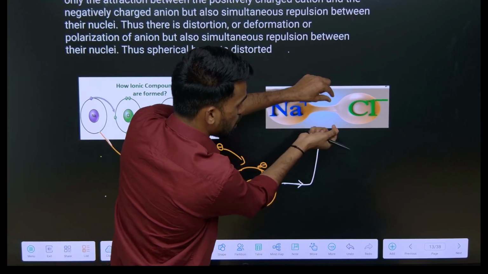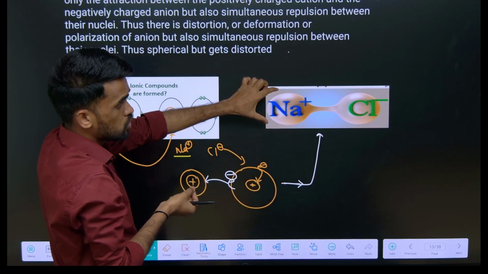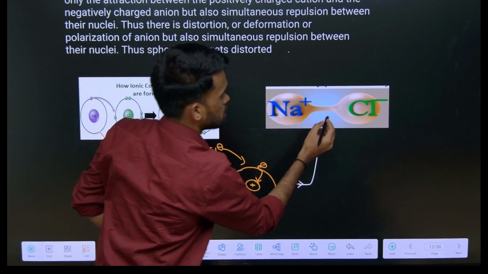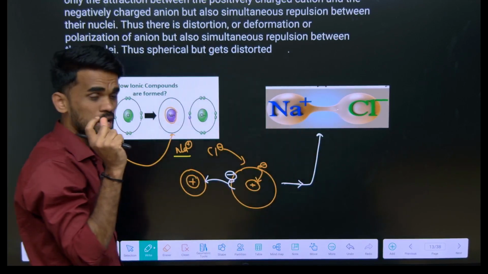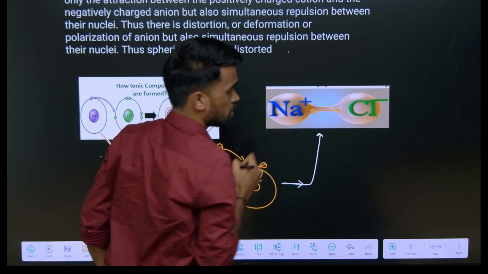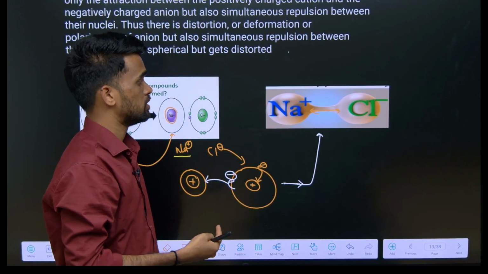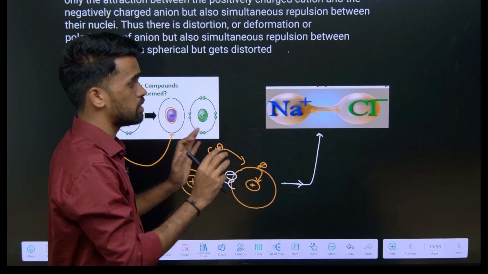See here, some of this electron cloud is pulled towards what? The sodium cation. Therefore, a small amount of electron cloud is shared between the two atoms, right? This results in some covalent character for each ionic compound. I hope this is clear.